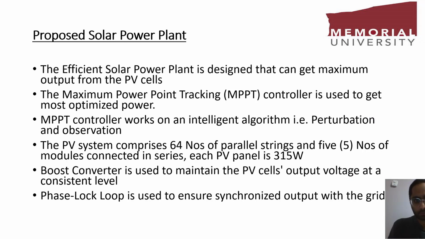This slide is also talking about the same thing which we discussed right now. So a PV system would comprise 64 parallel strings, and there would be 5 modules connected in series, and each would have 315 watts. And we have an MPPT controller, which ensures that the PV cells are operating at that specific voltage, which gives the maximum output power from each and every PV cell, making this power plant efficient and ensuring that we are not losing any power.